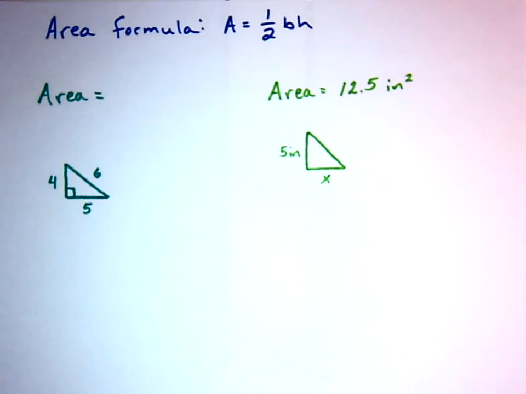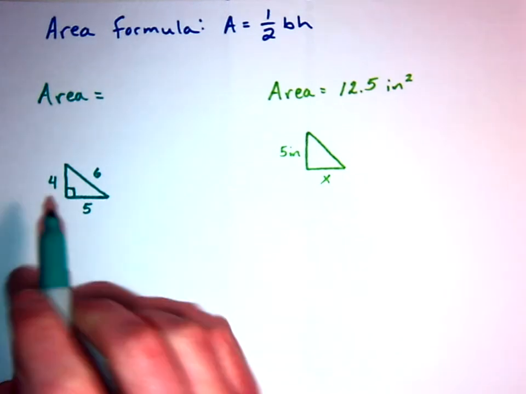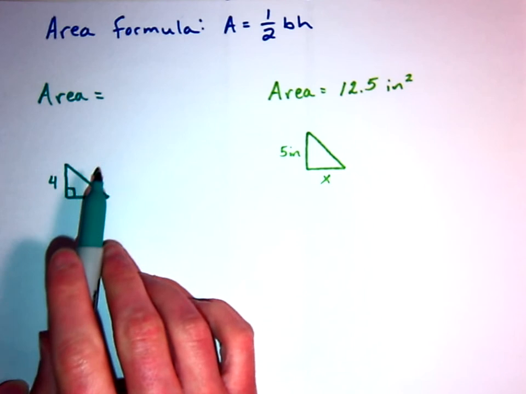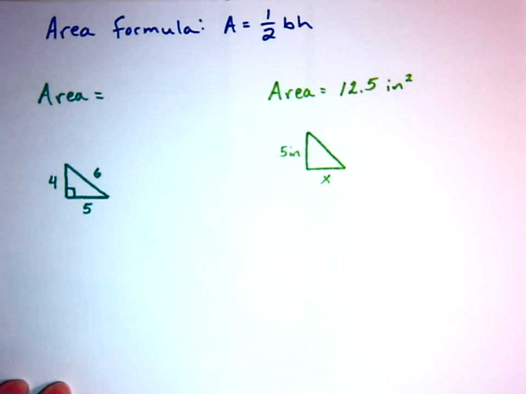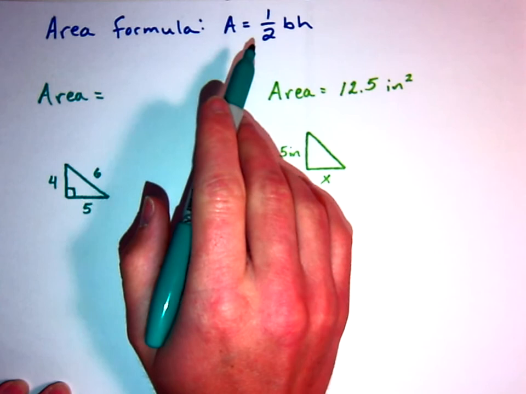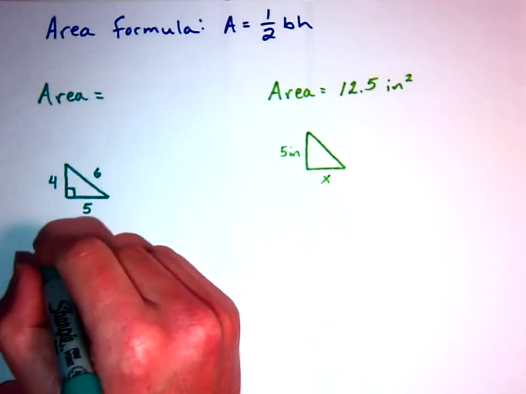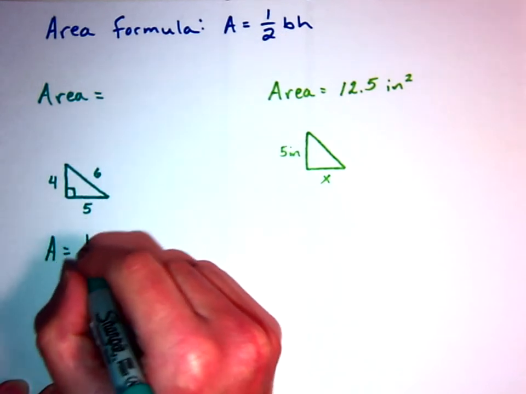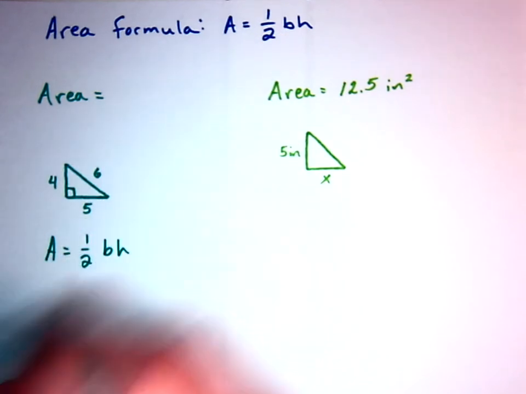So in the problem on the right, we have a triangle, and we just need to remember how to find the area of a triangle. It has the dimensions 4, 5, and 6. First we need to understand the area formula. Area equals 1/2 base times height.